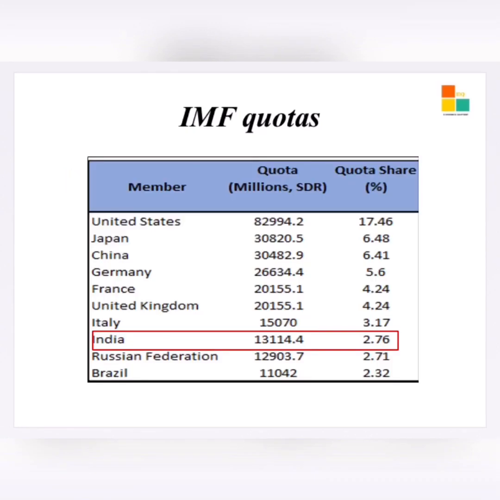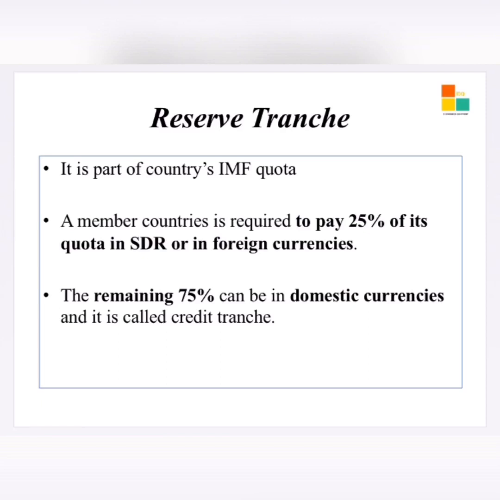The quota share of various countries is mentioned in this box. See India's share in the highlighted red box, that is 2.76%. The assigning of quotas to the member countries is done at regular intervals. The final component is reserve tranche position.